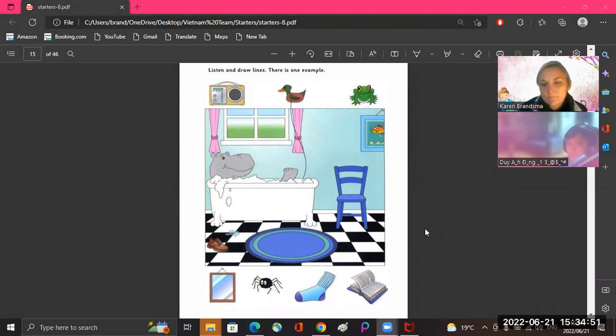There is one example. Can you see the duck? Yes. Can I put it in the bath? Yes. Please put the duck in the bath. Okay. Can you see the line? This is an example. Now you listen and draw lines.